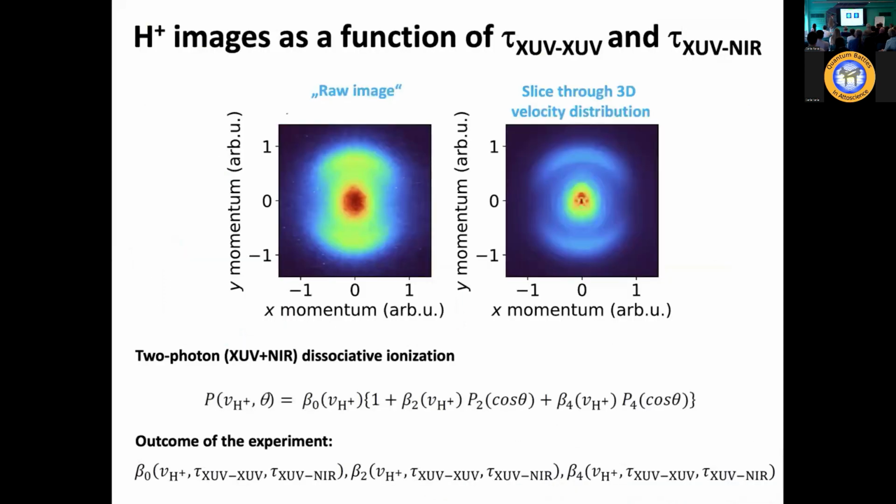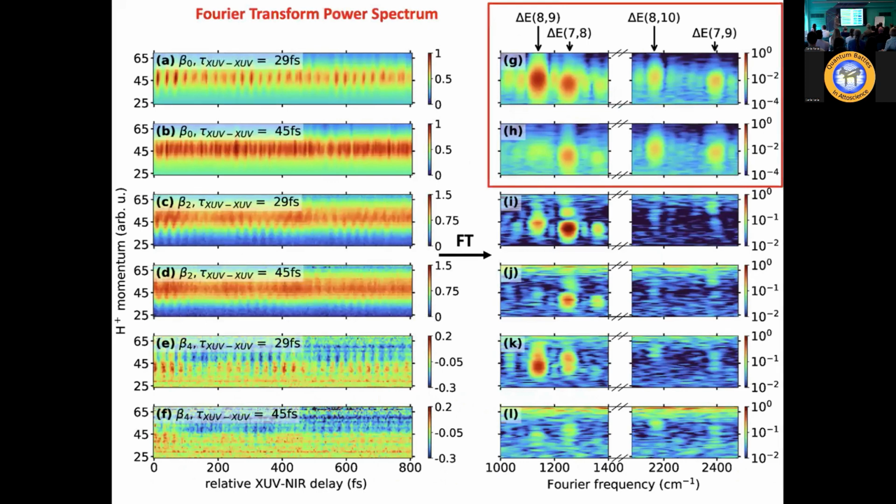We measure this H+, and so the end result, as I explained, is basically that we get the angle integrated signal of the H+, as well as a few angular parameters as a function of the velocity of the H+, as a function of the delay between the two XUV pulses, and as a function of the XUV-IR delay. So this data I showed before, the remarkable thing, of course, was the fact that what we see in the experiment very strongly depends on the XUV delay, in particular for a delay of 29 femtoseconds and not so much for a delay of 45.